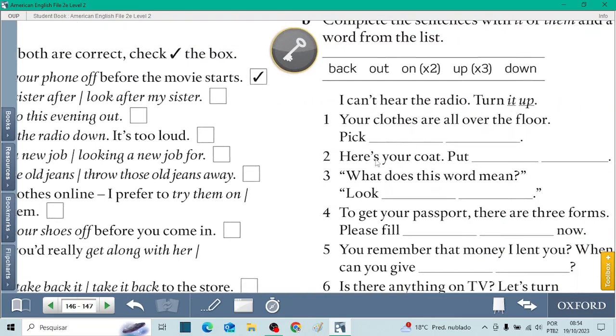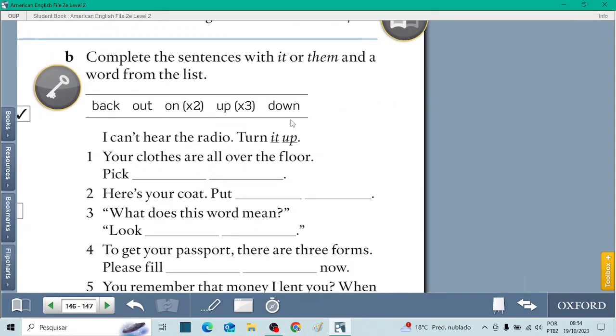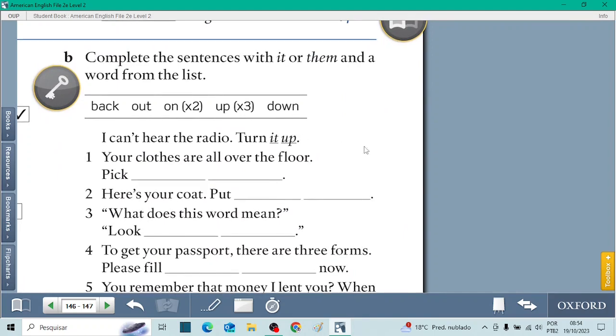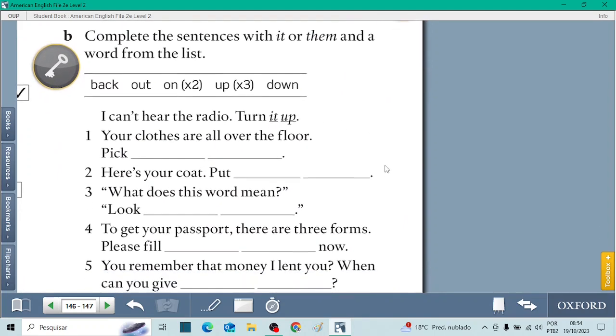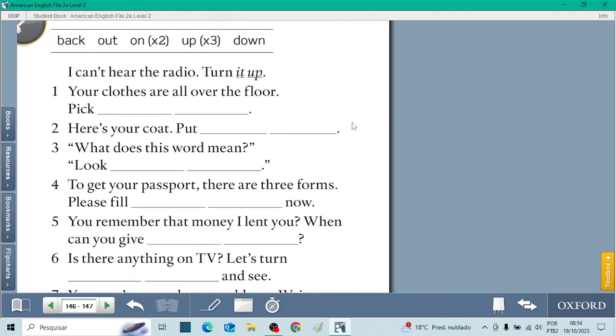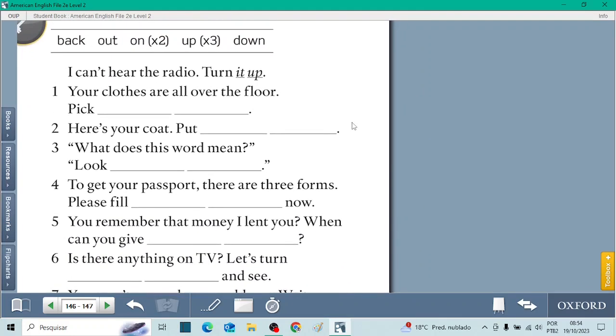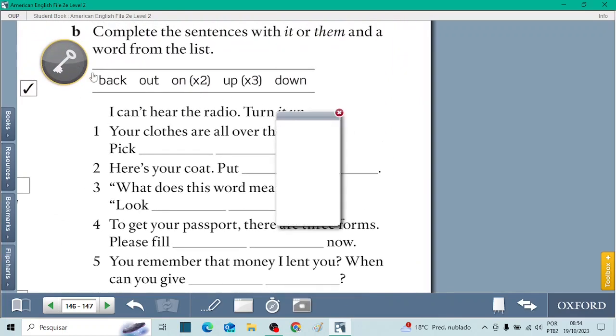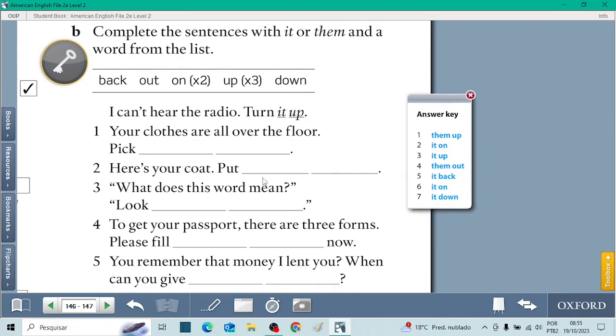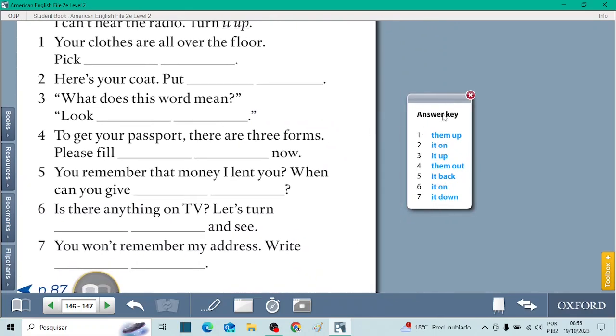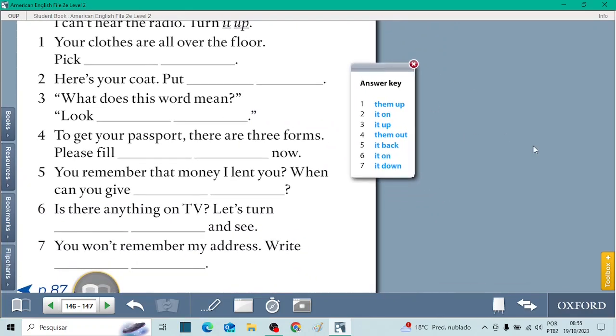Great. Now in letter B, complete the sentences with it or them and a word from the list. Pause the video and do it. Great. Let's check your answers. These are the answers for activities 1 through 7.